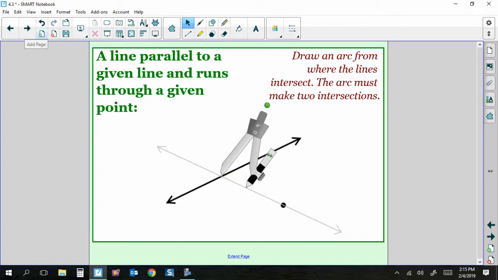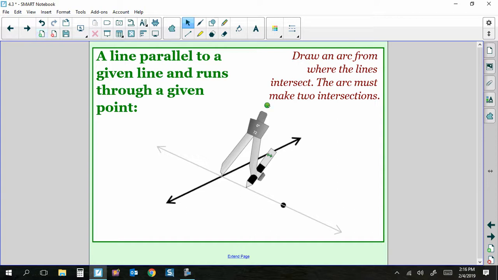Our second step is to draw an arc from where the lines intersect. The arc must make 2 intersections. So this is where we're going to start to copy our corresponding angles. So remember, when we did this back in 3.1, I believe? Think so. There are 4 pairs of corresponding angles.